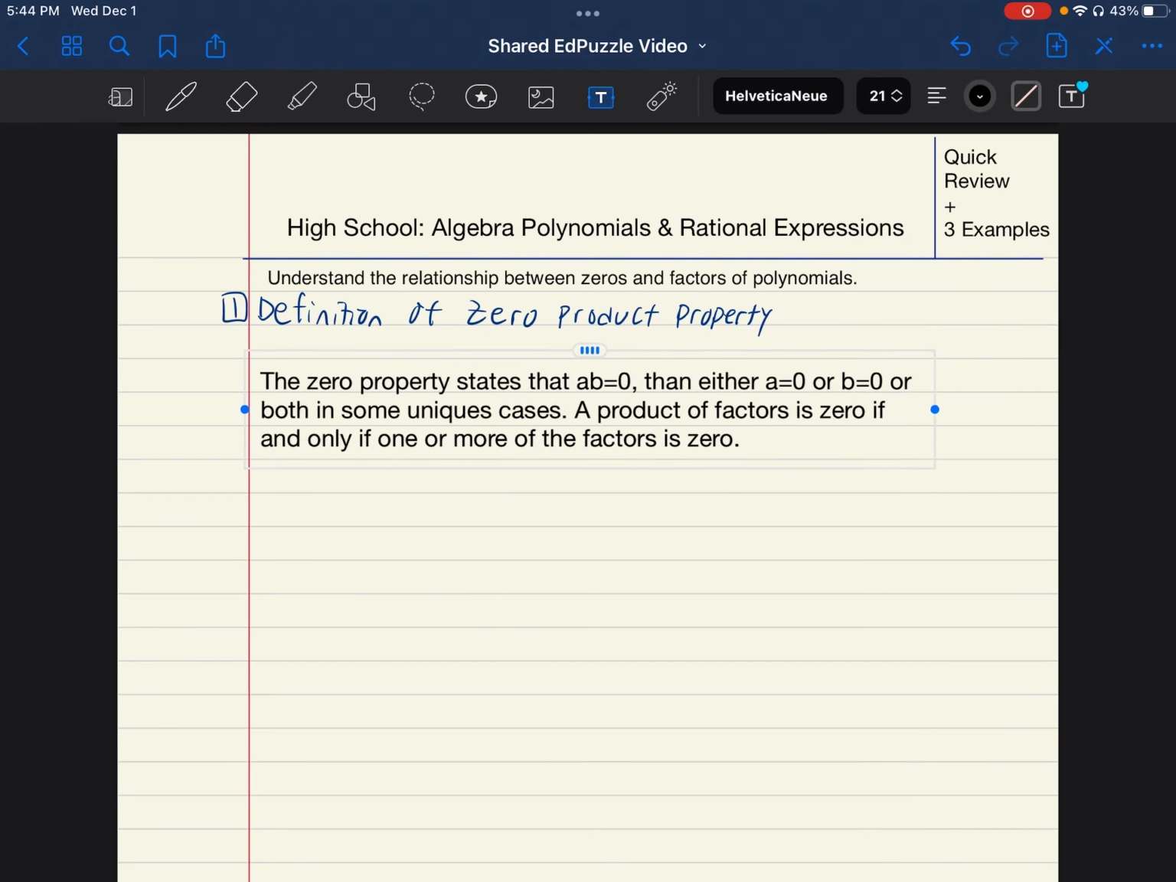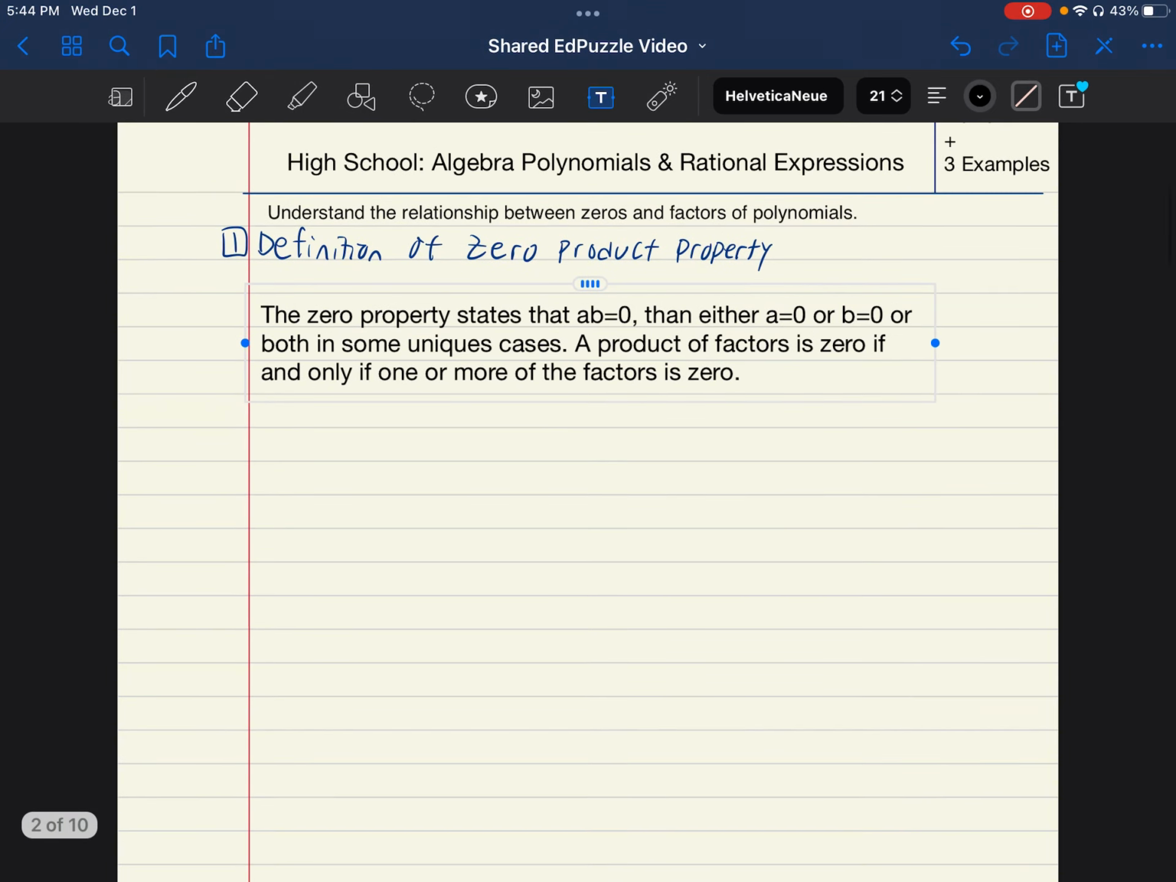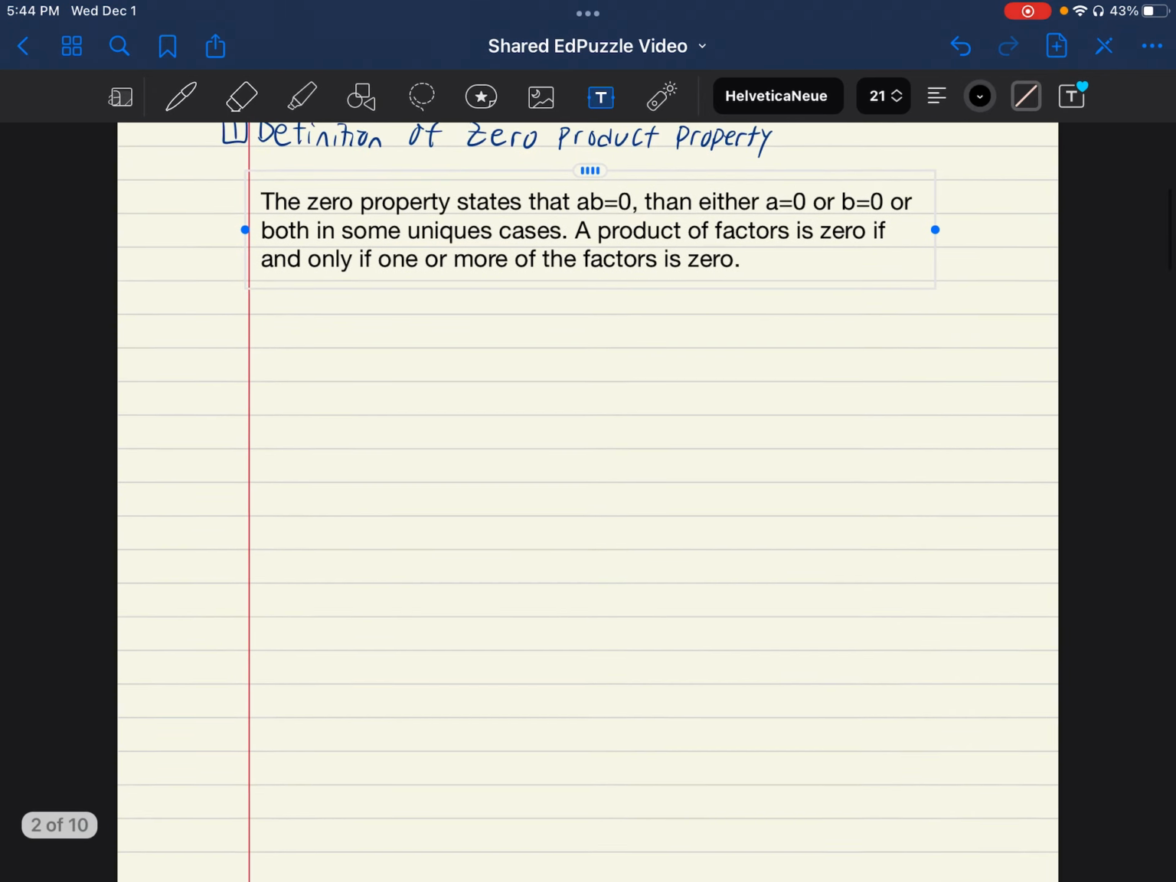The definition that we came up with is the zero product property, which states that if AB is equal to 0, then either A or B, or both in some unique cases, is 0. A product of factors is 0 if and only if one or more of the factors is 0. Now we want to go backwards a little and do a quick review about factoring before we settle into the factors of 0.